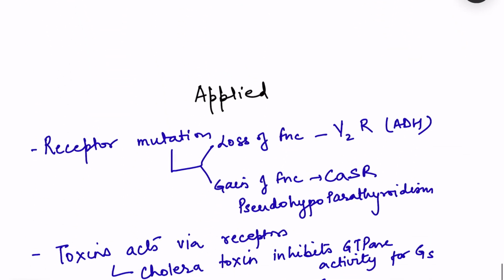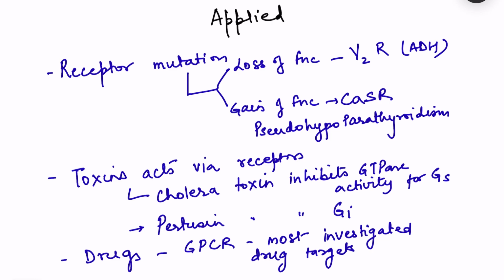Now moving on to certain applied aspects of this system. We have seen so many receptors, and we have seen that the action of these hormones is brought about by binding to the receptor, forming the hormone receptor complex. Now there can be receptor mutations. So there can be a loss of function mutation where the receptor will not respond. Hormone is binding but the receptor is not responding. For example, in nephrogenic diabetes insipidus, there is a mutation of the V2 receptor for ADH. So ADH concentration is okay, but it is not able to act on the receptors.